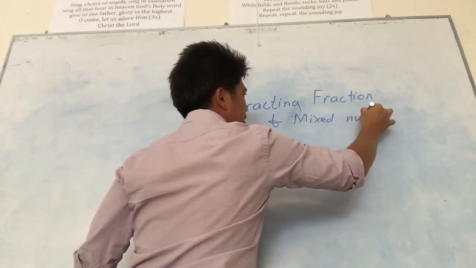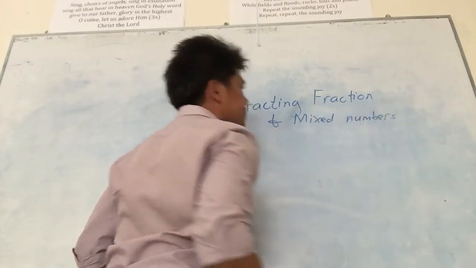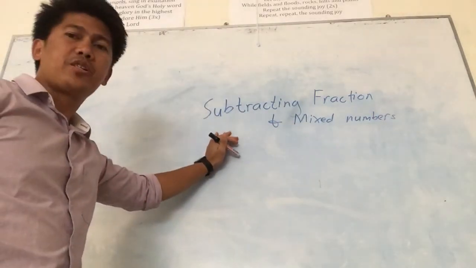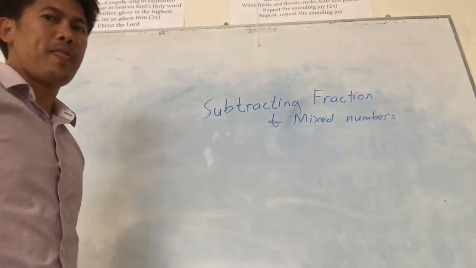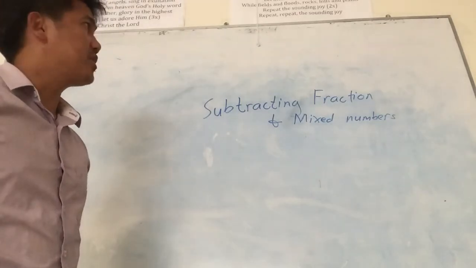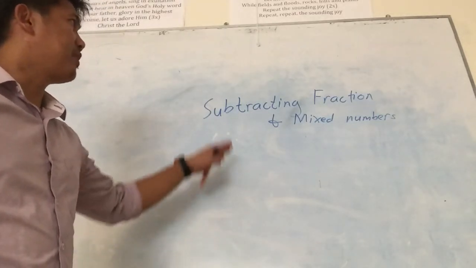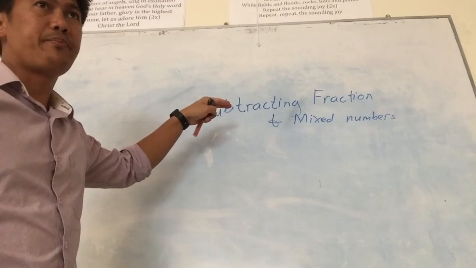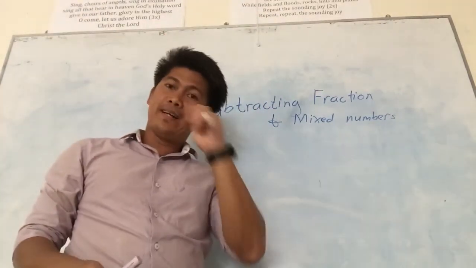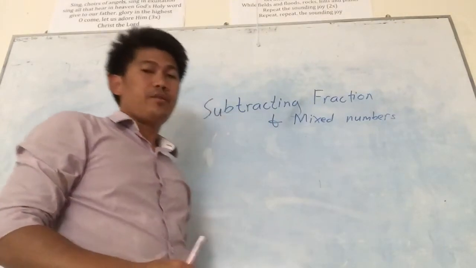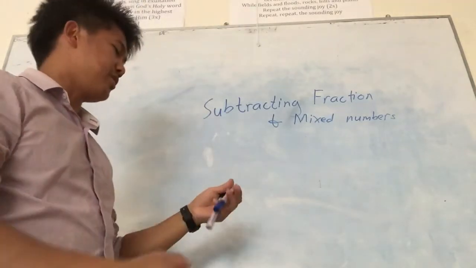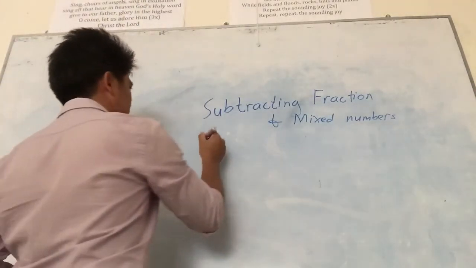Mixed numbers. Okay, so subtracting fraction and mixed numbers. I think you need to have focus in this because towards the end of this lesson it's a bit complicated. Okay, so same with addition of fraction. There are two types. Okay, like fraction and unlike fraction. So let's start with like fraction.